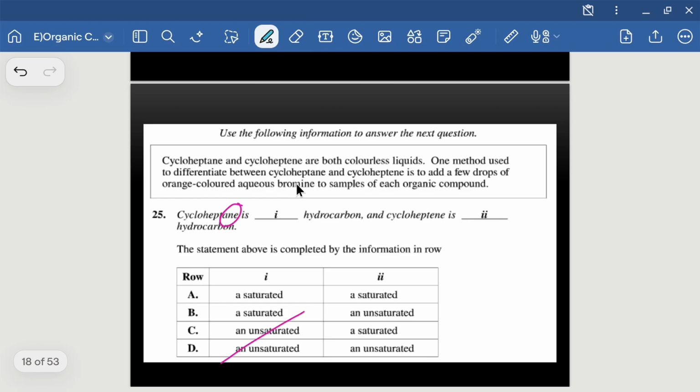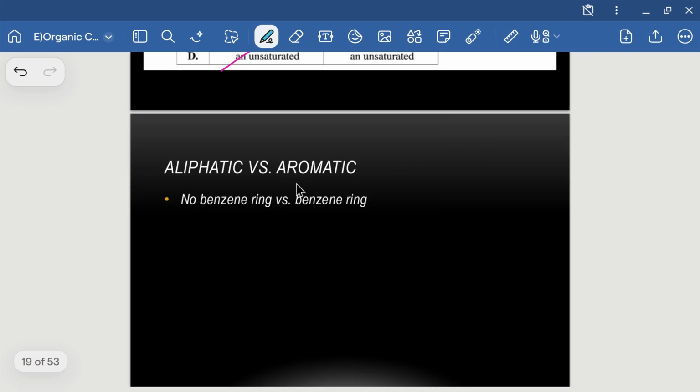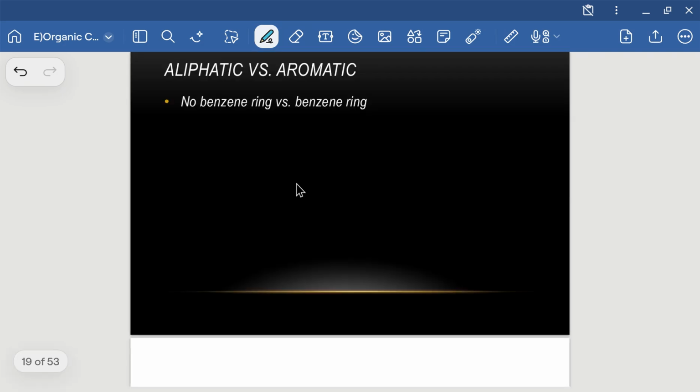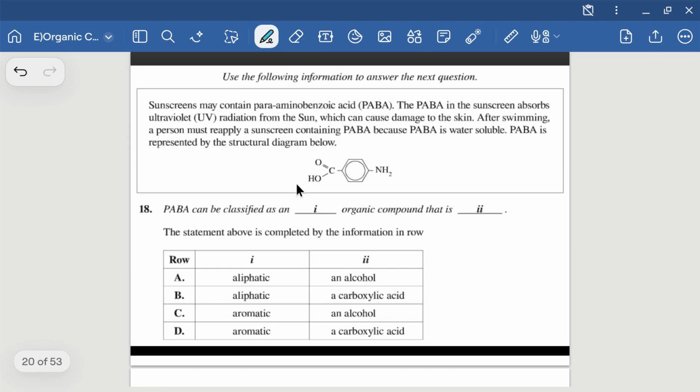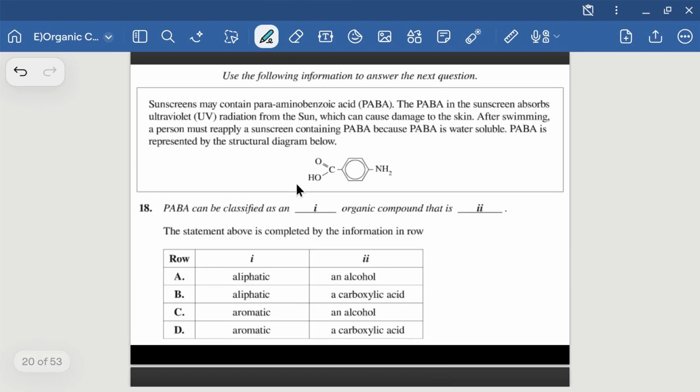Aliphatic versus aromatic. So if you have a benzene ring, you are aromatic. If you don't see benzene, you're just aliphatic. So this one here, looking at our compound, we would be able to see there is benzene, so it has to be aromatic. And then recognizing that you have a functional group, and that is carbon double bonded to an oxygen, single bonded to OH, and that's a carboxylic acid.